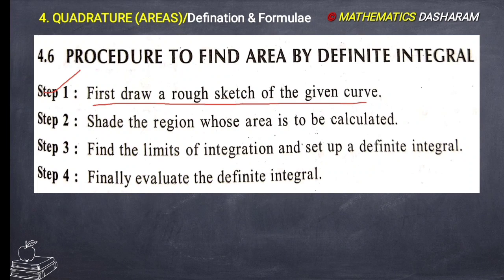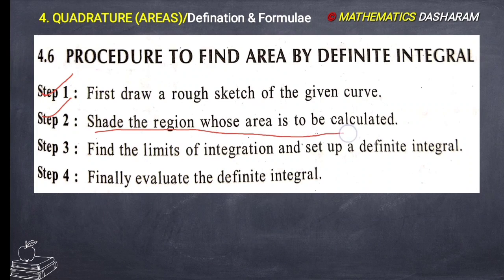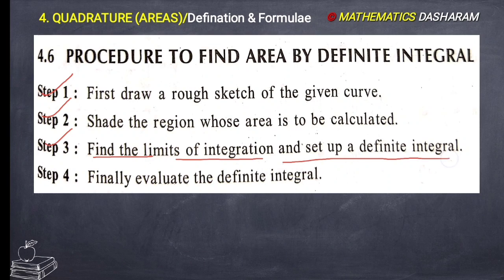So in the given question, one curve will be given. So using that curve we need to draw one rough sketch. Then you will understand how to define the definite integrals. Next, step 2 is shade the region whose area is to be calculated. So as per the question, the required area should be shaded in the rough diagram. Next, step 3 is find the limits of the integration and set up a definite integral.